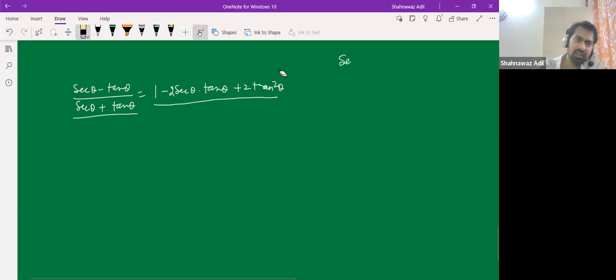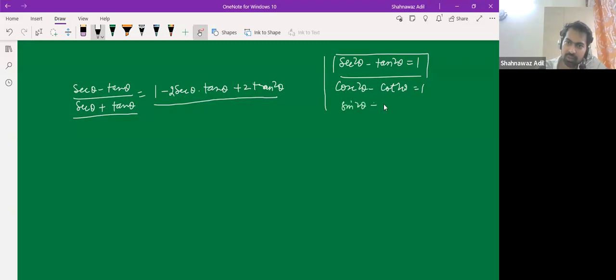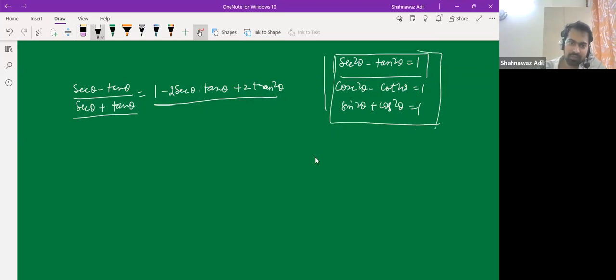So what is the identity that we know about sec theta and tan theta? Sec square theta minus tan square theta equals 1. Similarly cosec square theta minus cot square theta equals 1, and sine square theta plus cos square theta equals 1. So these are the three. Always remember these.